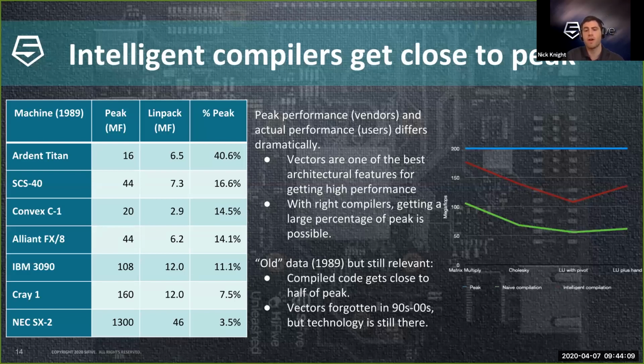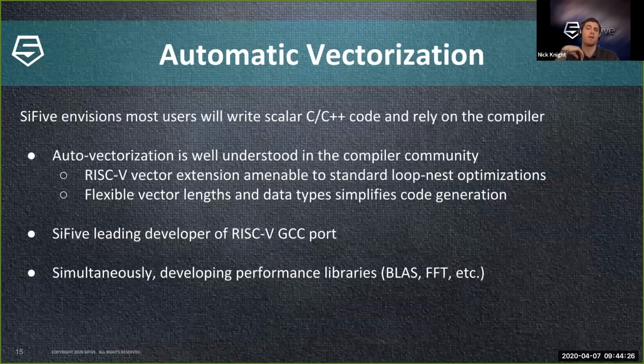Now, vectors and vector technology seem to have been largely forgotten in the 90s and early 2000s, but the technology from the 70s and 80s is still there. It's still valid. So we can really stand on the shoulders of giants here with auto-vectorization. To say this in a different way, we envision most of our users are going to write scalar C and C++ code and rely on the compiler.